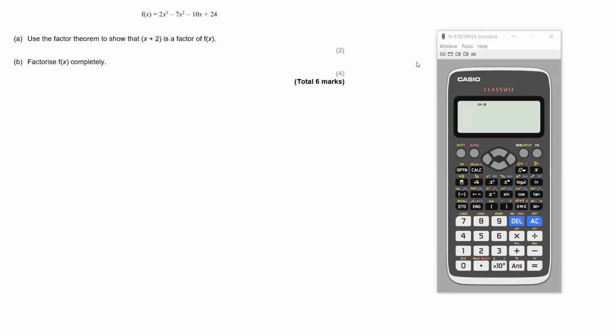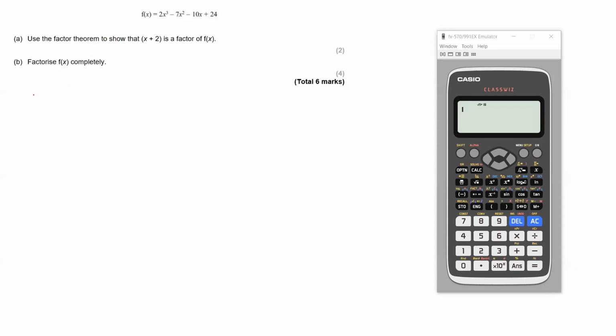Okay, so part 2, just some more questions from the A-level spec. This is from chapter 7, I think. So this is factor theorem and remainder theorem. Use factor theorem to show that x plus 2 is a factor. Factor theorem is where you simply substitute in a suitable value.